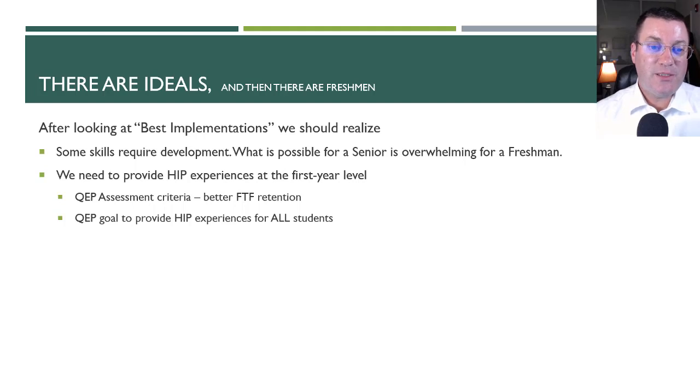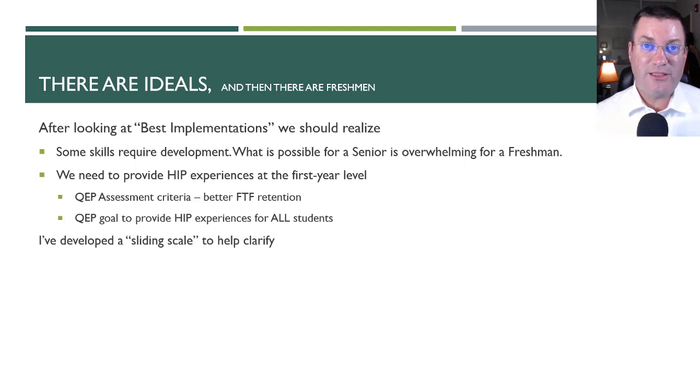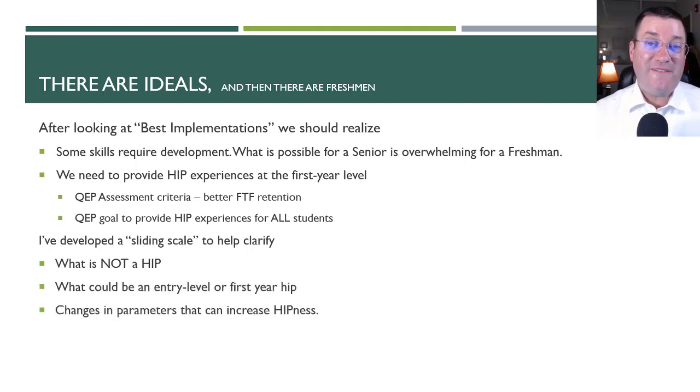So we need to provide HIP experiences at the first-year level for two reasons. One, our QEP specifically cites better fall-to-fall retention. So if our HIP efforts are going to result in better fall-to-fall retention, it's probably good for us to provide some of those HIP experiences in the first year. Second, our QEP goal is to provide HIP experiences for all students, not just the seniors. So to help with that, I've developed kind of a sliding scale to help clarify what is a HIP, what is not a HIP, what could be a first year or an entry-level HIP, what changes in different parameters you can make to increase a HIP.